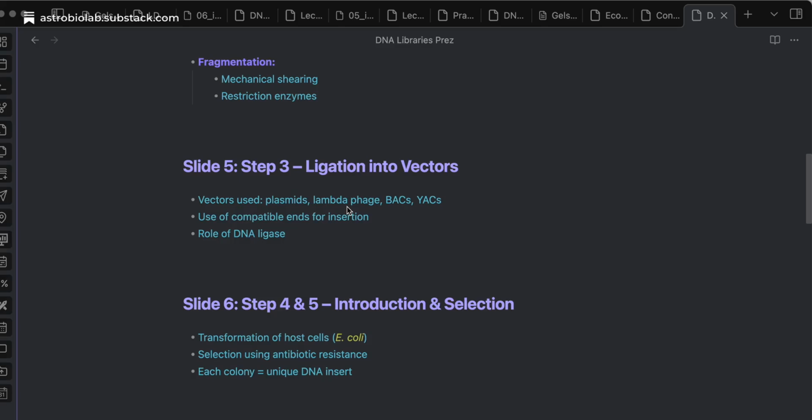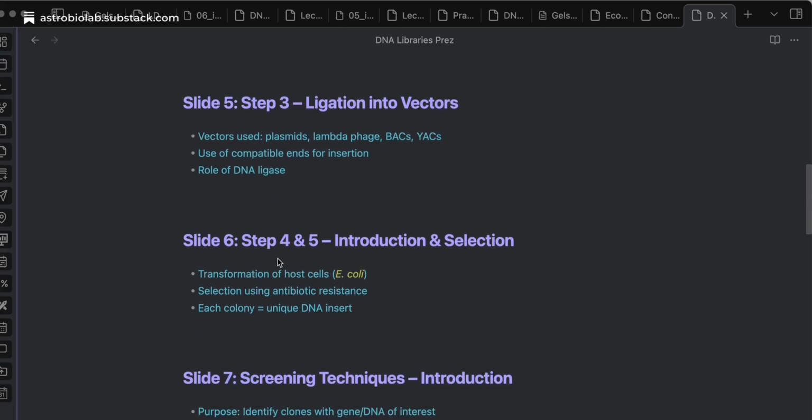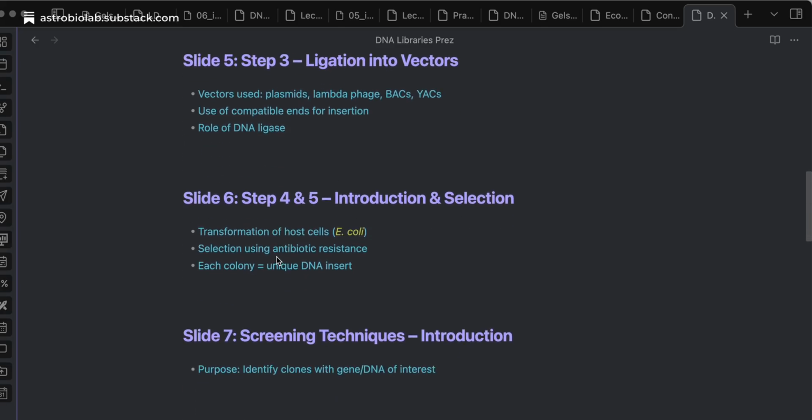Then you ligate it into your vectors, and you know the plasmids that you've dealt with so far. But there's other vectors you can use, such as lambda-phage or BACs or YACs. And BACs are bacterial artificial chromosomes, and YACs are yeast artificial chromosomes. Then you have to remember about the compatible ends for insertion. So you have to restrict with the right combination of restriction enzymes so that they can ligate nicely. And you need to understand the role of DNA ligase in this process. So once this is done, you have your circular plasmid, which has your piece of the library.